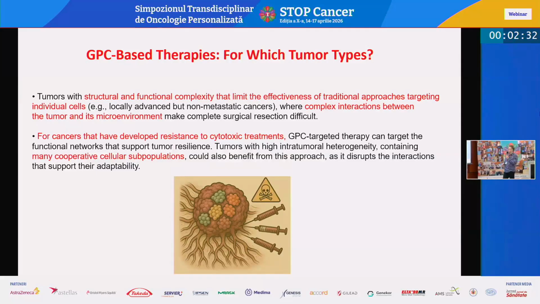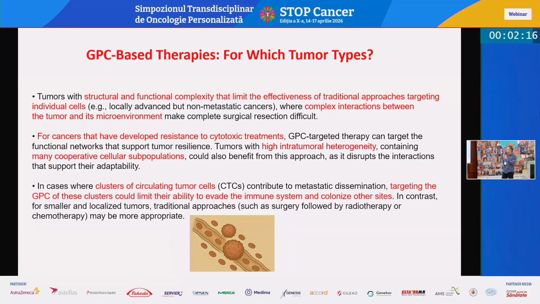Of course, it could be relevant for tumors that are already resistant to cytotoxic treatments, tumors with a very high level of intratumoral heterogeneity with many subpopulations of cells that are cooperating, a strong GPC. And we consider also the possibility to do that on clusters of circulating tumor cells, hoping that we could decrease their capacity to colonize other organs.